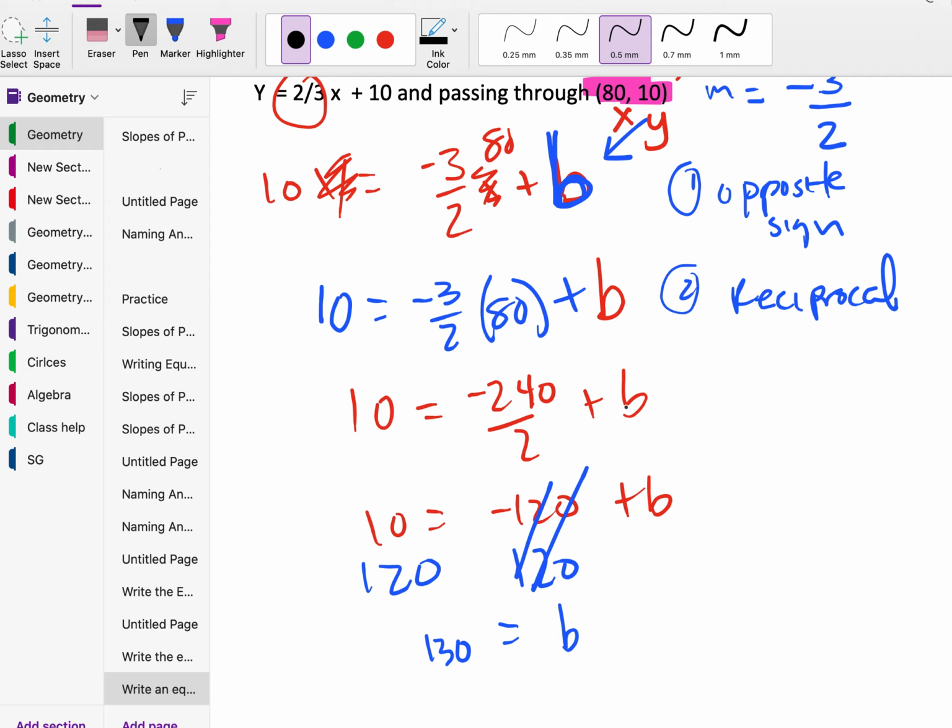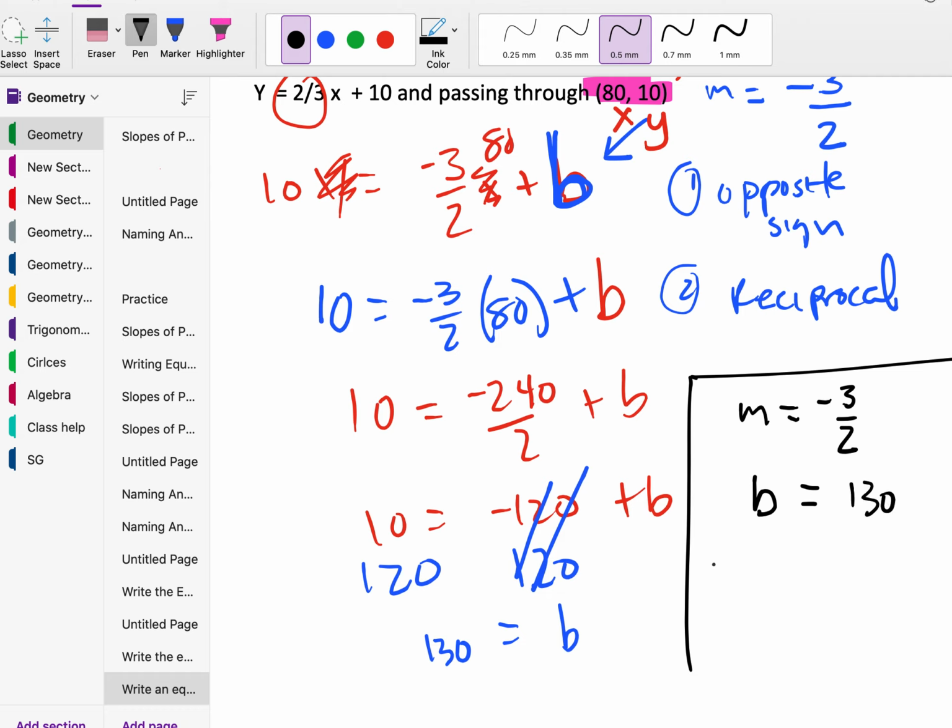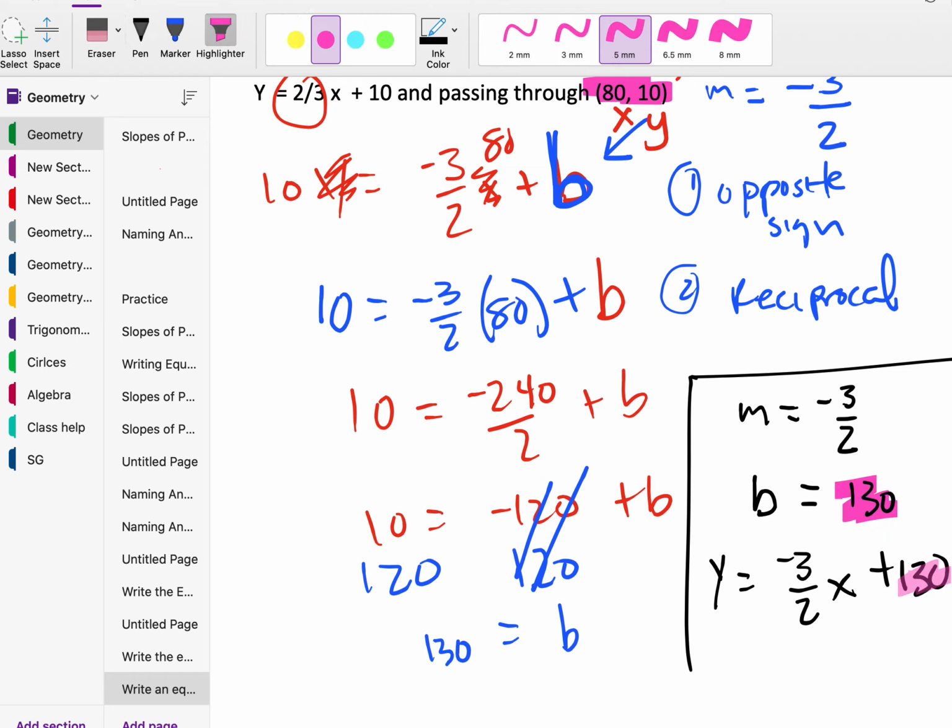So what we ended up finding in this are two things. We first changed the slope and found our new slope is -3/2. Then we plugged in our point to find our intercept, and it was 130. So what we end up doing is putting it into a final equation of a line. The intercept goes here, and the slope goes here. So let me give you a second, and I'll write that down in steps.